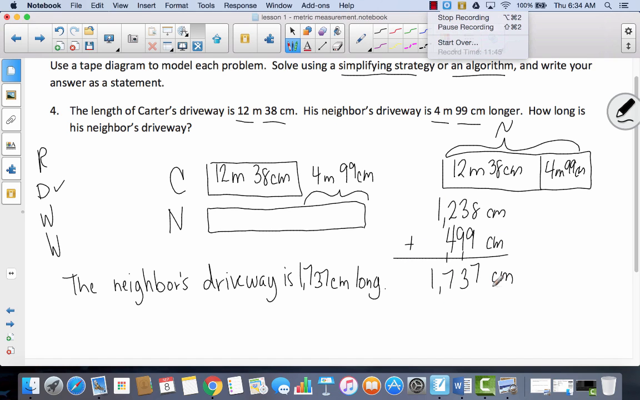Okay, so you can see here I found the sum to be 1,737 centimeters, and here's my statement. The neighbor's driveway is 1,737 centimeters long.